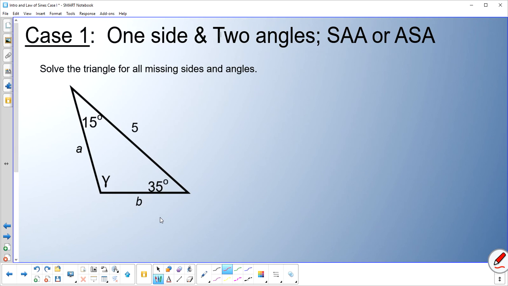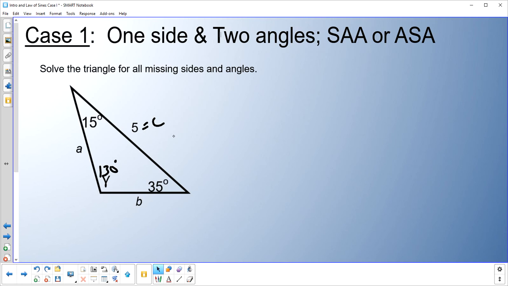Okay, another example here then. Let's see, so we know that we have C, we don't have B or A. We could find gamma first by saying 180 minus 15 minus 35, so that's going to give us 130 degrees here, and we have to do that first so that we have a whole ratio here.